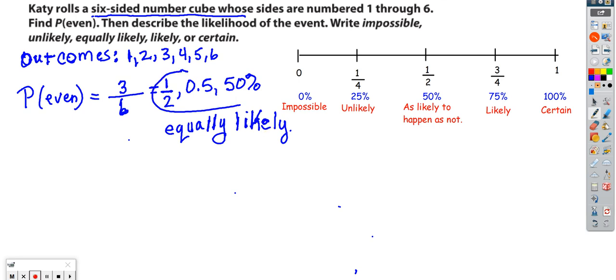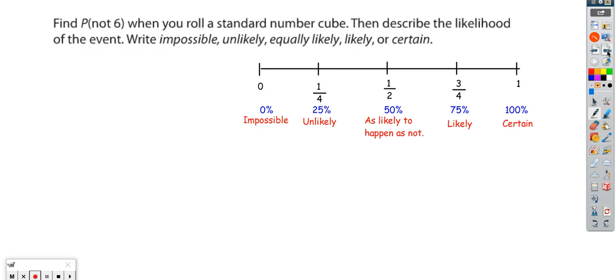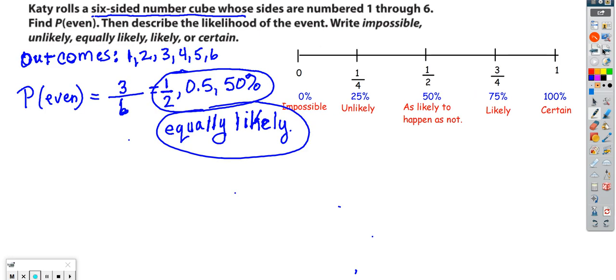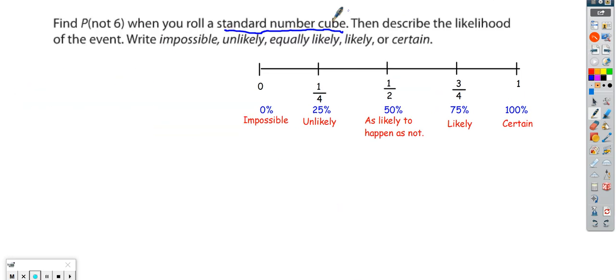So my answer will be both. Okay. Still using a standard number cube, which they called something different. What did they call it back here? They call it a six-sided number cube. Still, that's a die. They're calling it a standard number cube now.